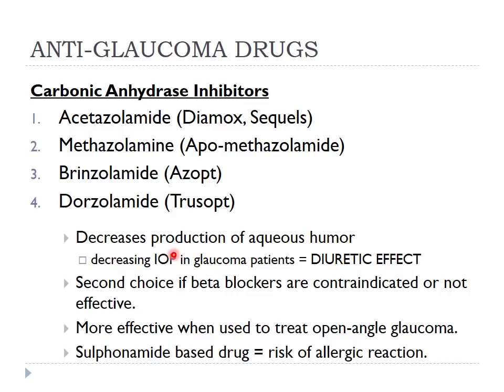in the eyeball. There's not a lot here for you to remember, and it will get you a lot of marks if you just differentiate between those ones. So it reduces the production of the aqueous humor. It decreases the intraocular pressure in glaucoma patients. It sort of has a diuretic effect. It's the second choice if beta blockers are contraindicated or not effective. So we got one thing over and above the beta blockers. If something else doesn't work, then you can use this one right here.